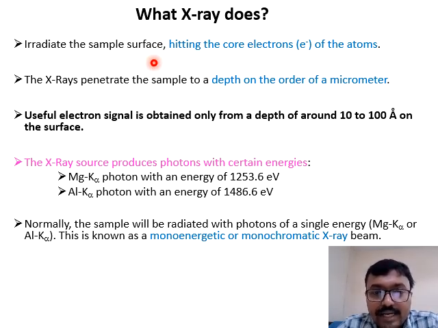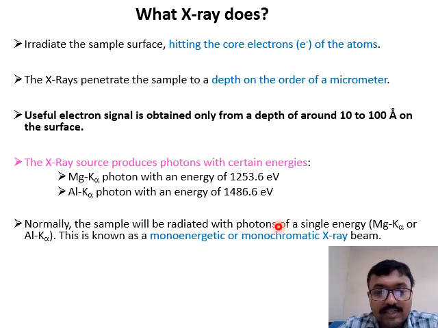And this X-ray penetrates. Let's say on a surface there is a thin layer of some compounds. The thin layer of compounds on the surface can be penetrated by the X-ray. So by this XPS technique, we can also calculate the depth of a surface.